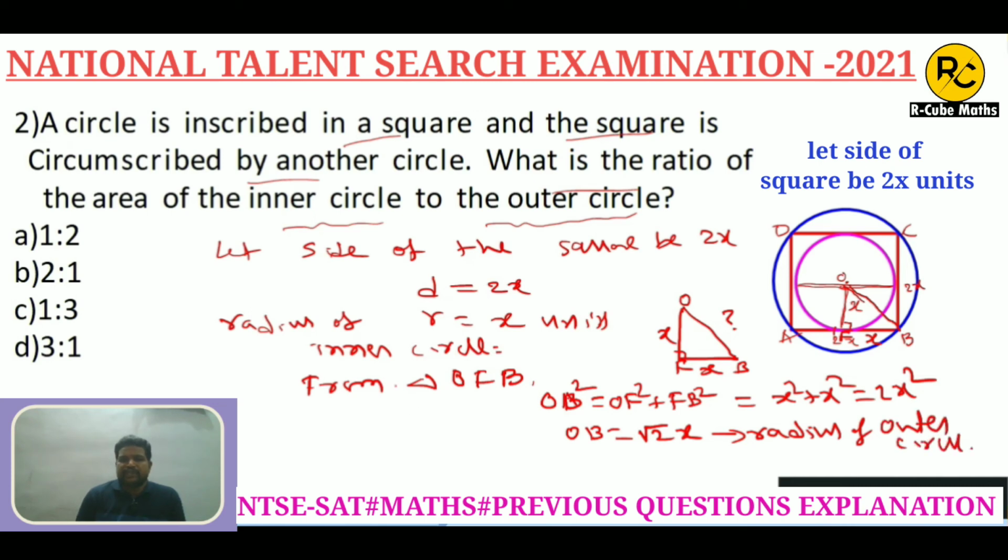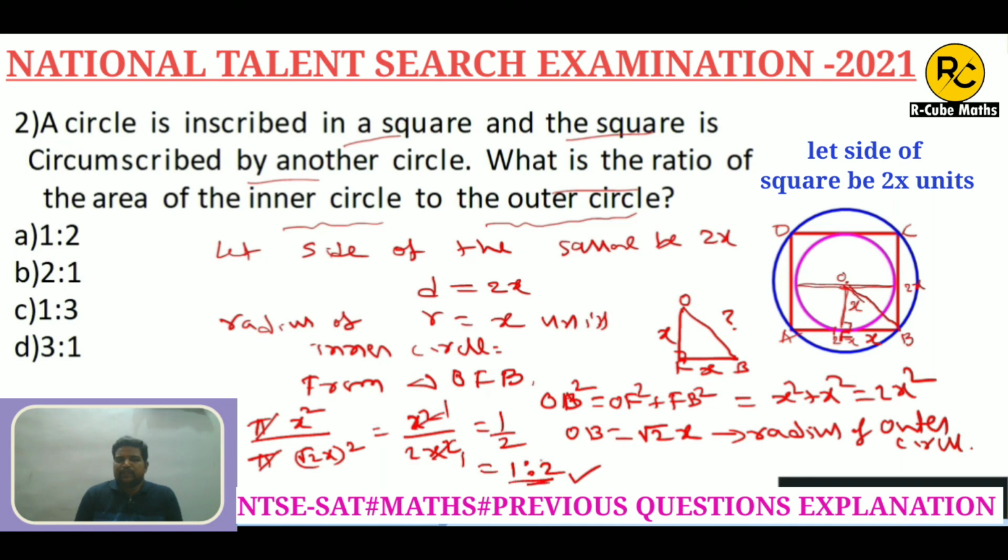So our question is, what is the ratio of the area of the inner circle to the outer circle? Let A1 be the area of the inner circle, pi r square, where the radius is x, so x square, upon the area of the outer circle, pi r square, where the radius is root 2 x, whole square. Here pi will be cancelled. So x square by 2x square, x square terms will be cancelled. We get 1 by 2, which means 1:2. So 1:2 is the answer.